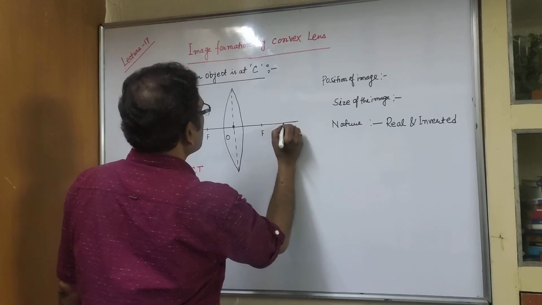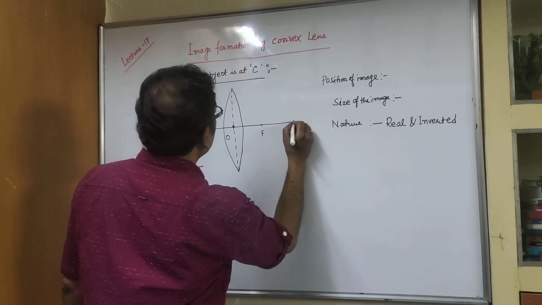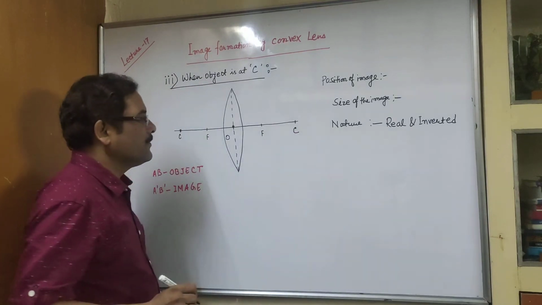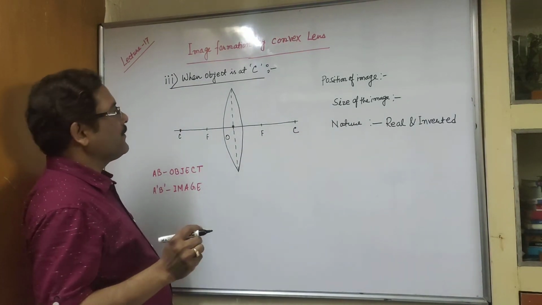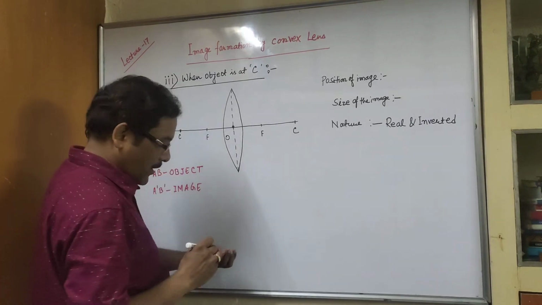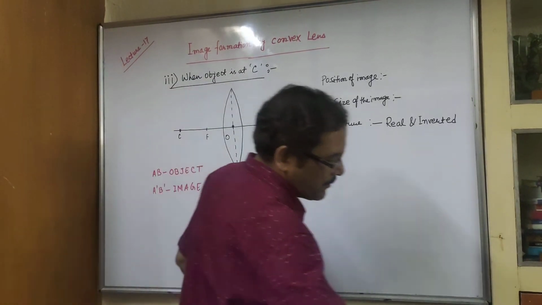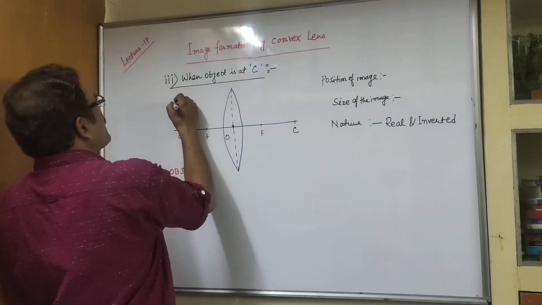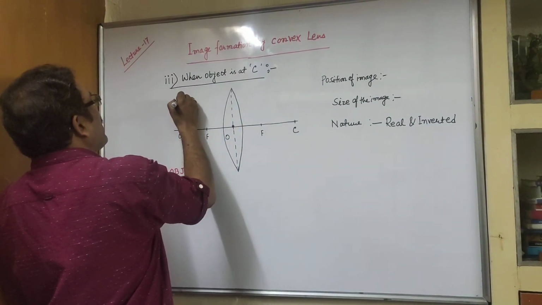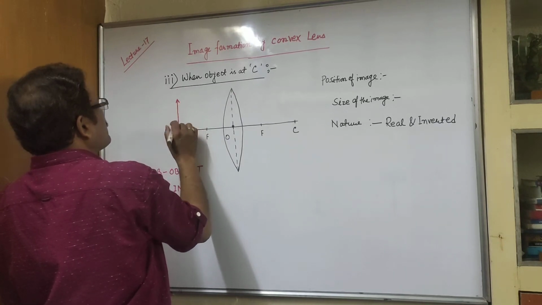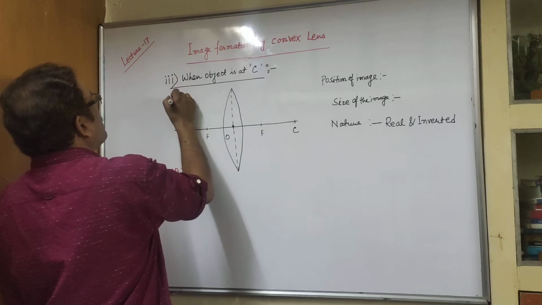In this case, the distances are exactly equal. Then you will get the image at C. If there is a minor difference in the distance, then you will not get your image at C. So draw an object at point C now. So let AB be the object.